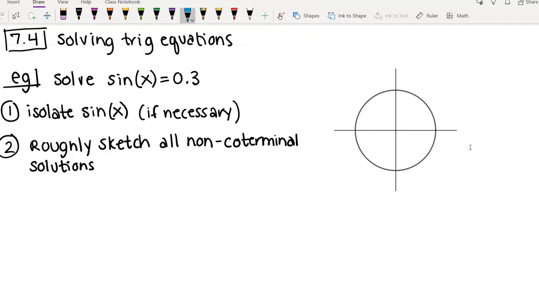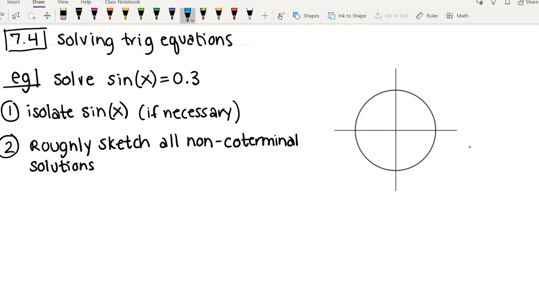Well, what does it look like to have an angle where sine of x is equal to 0.3? That means that the y coordinate is 0.3. Right? That's the definition of sine, is that you go to your angle and you look at the y coordinate on the unit circle, and that is the value of sine. So if we're looking for an angle where sine is equal to 0.3, that means that the y coordinate should be 0.3. So you don't need to be perfect about this, but you can estimate where that would be.